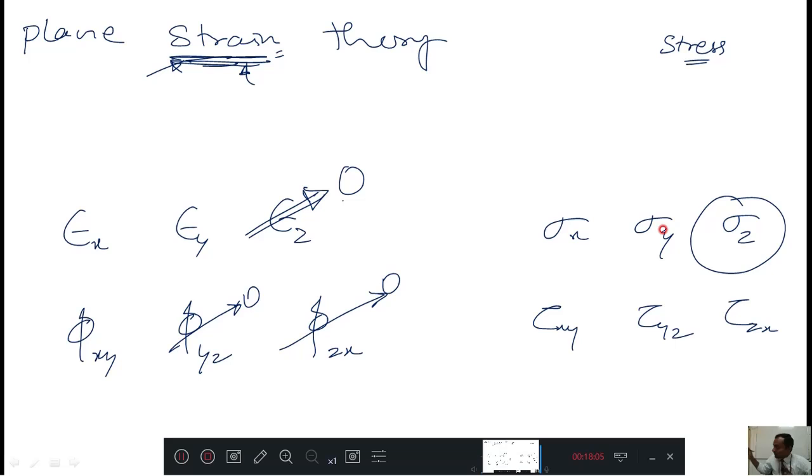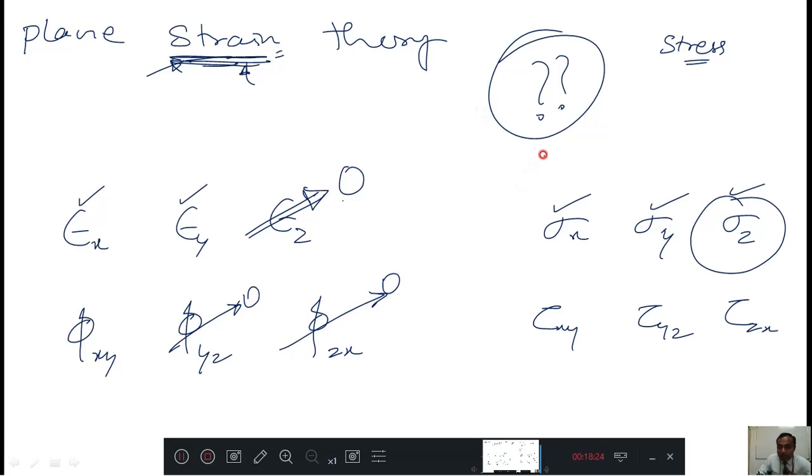Very important: when strain in x direction is there, strain in y direction is there, strain in z direction is not there, but still I can have sigma x, sigma y and sigma z, all three stresses. In z direction also I can have a stress. That again, how you need to think.